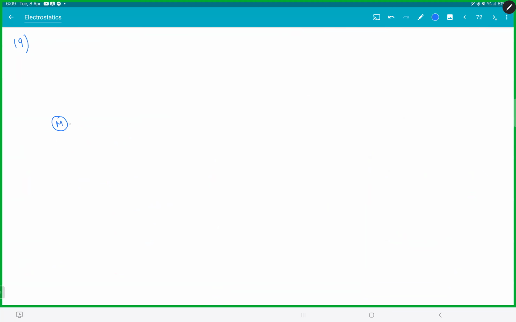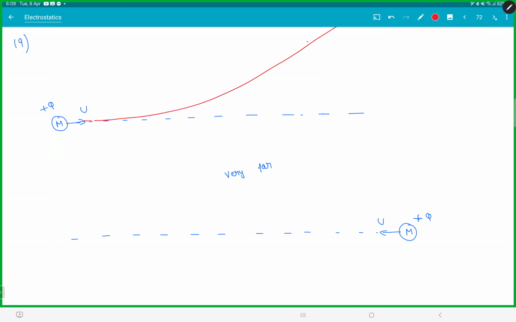We have a mass m going with speed u plus q. There is another mass n which is very far. This is also going with speed u plus q. Initially, they're very far. As they start coming closer and closer, what will happen? They'll start repelling each other. So this one, instead of going straight, will start bending like this. This one also, instead of going straight, will start bending like this. Making sense? Find the minimum distance between them.